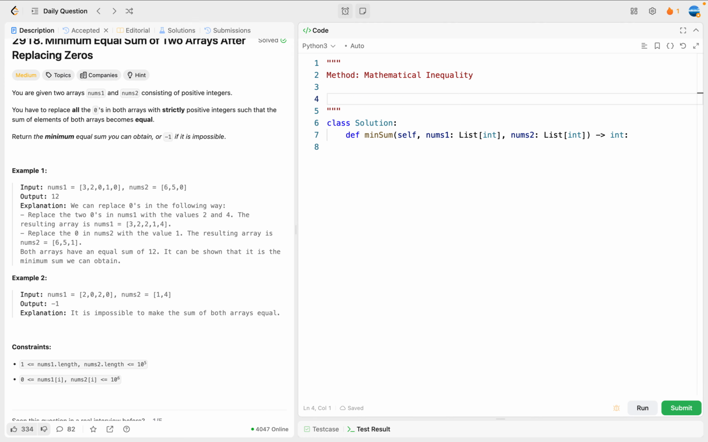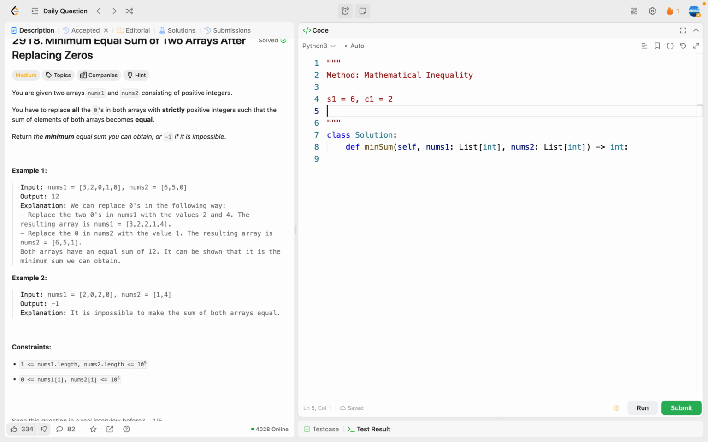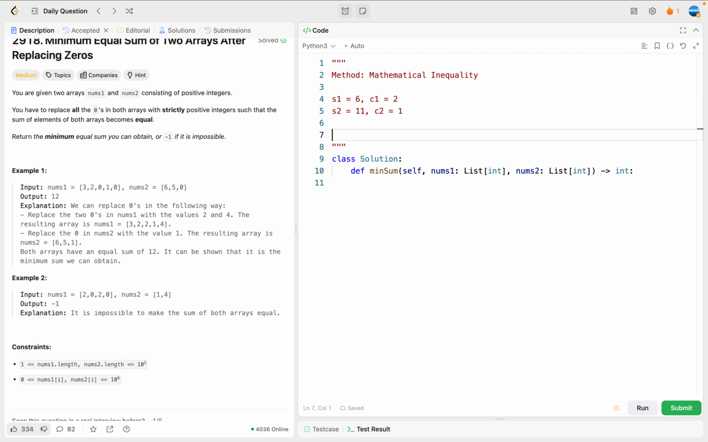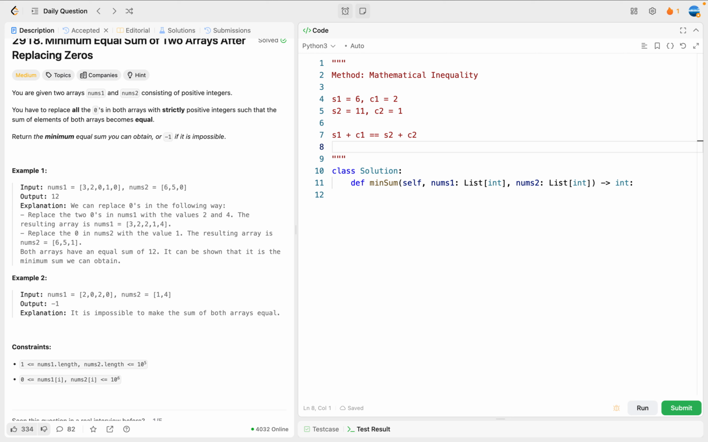In the first example, if you count the sum, the sum is 6, right? So S1 is 6, and there are two zeros. I'm going to call it C1 is 2. S2 is 11, and it has 1 zero. Then what we want is S1 plus C1 equals S2 plus C2, where S2 is larger than S1.